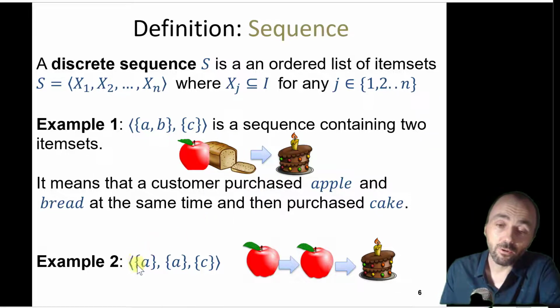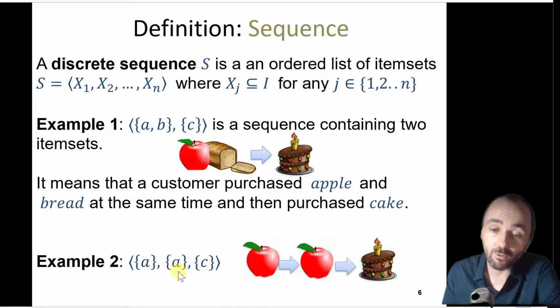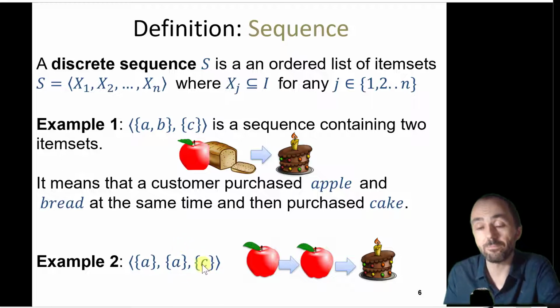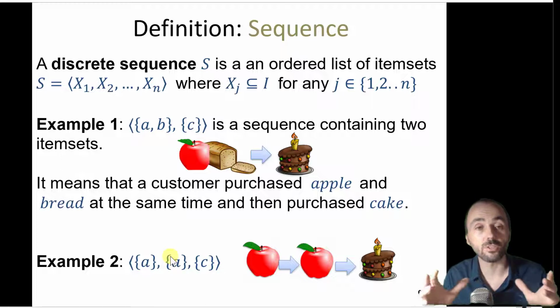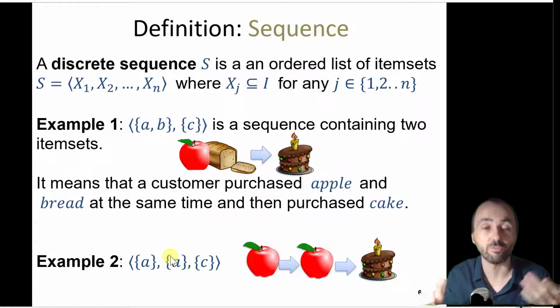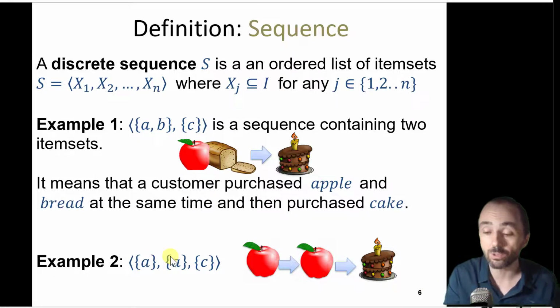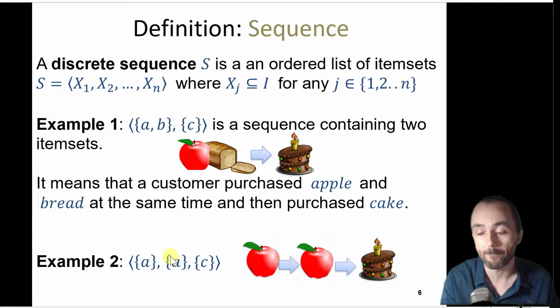Another example is A followed by A followed by C. So if you buy apple, then you will also buy cake. So these are some sequences of items, like the purchases in a store. So let's continue.